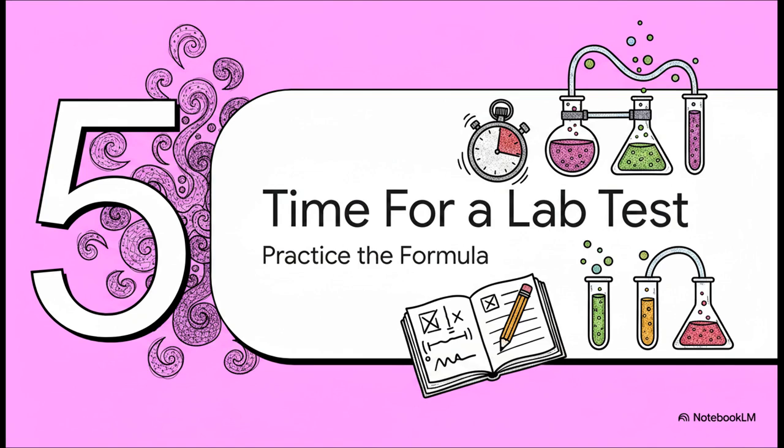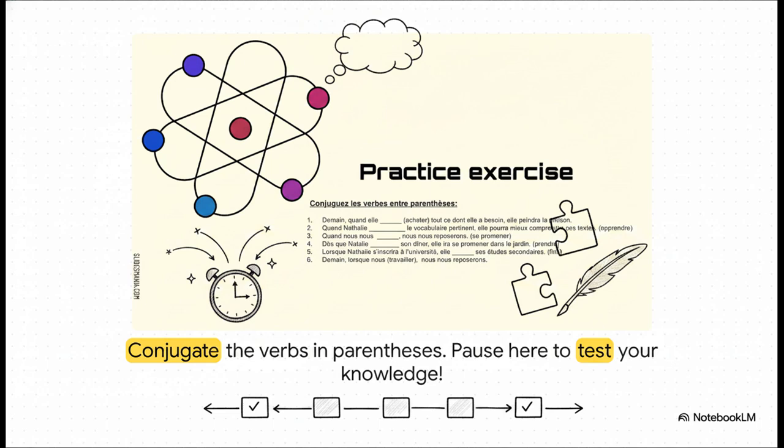All right, every good experiment needs a test run, doesn't it? So it is time for a lab test. Let's get you to practice this new formula for yourself. Okay, on the screen are a few sentences. Your mission is simple. Conjugate the verbs in parentheses using our new futur antérieur formula. Go ahead and hit pause right here, give it a shot, and see how you do.